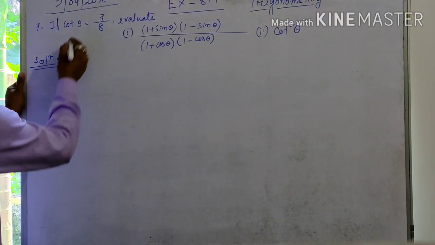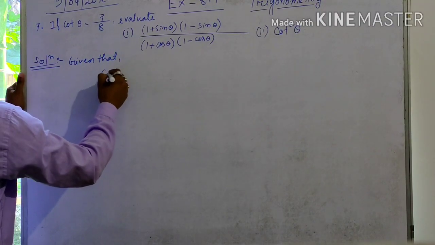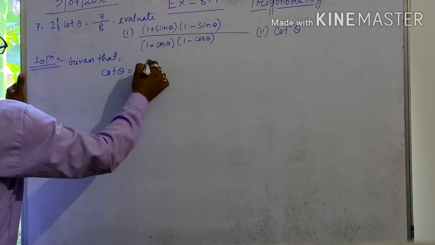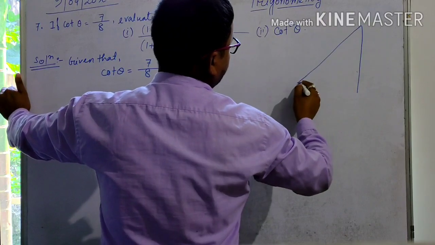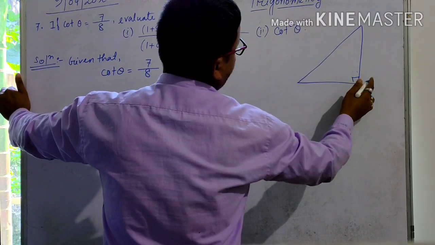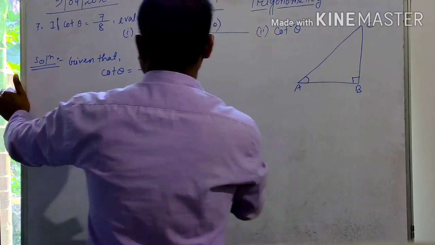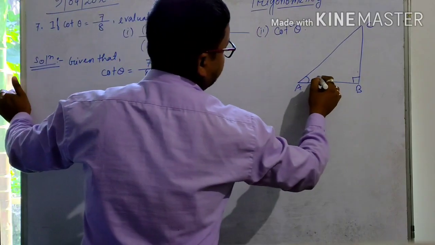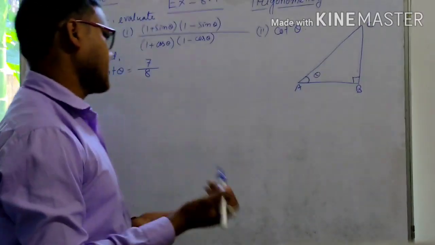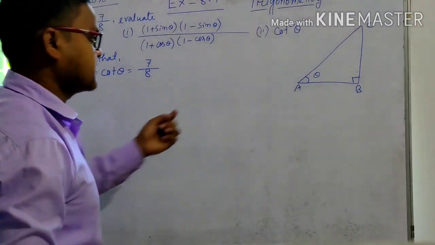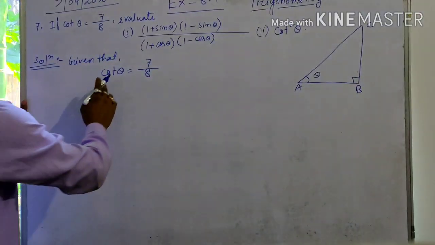It is given that cot theta is 7 by 8. So I consider a right angle triangle here. This is the right angle B, suppose, and this is A and this is C. Here given theta, so I consider this is theta. Angle A is equal to theta, same thing. If it is given angle A or theta, no problem. So cot A equal to this.